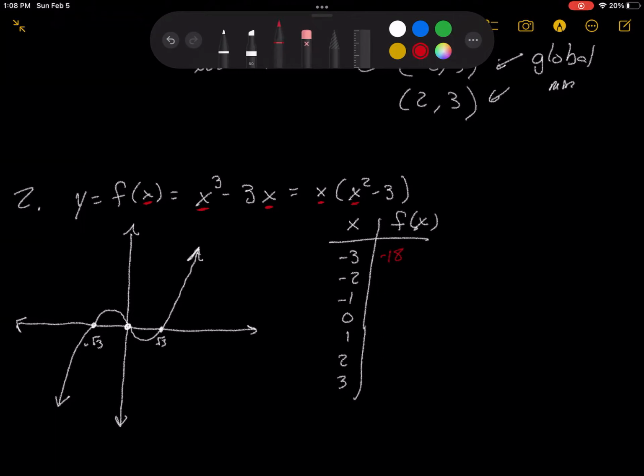If I look at -2, cubed is -8 plus a 6. That gives me a -2. If I look at -1, I get -1 plus a 3. That gives me a 2. If I look at 0, that's 0 minus 0. Oh yeah, we already knew that was going to be 0. Right, because we had that point right there.